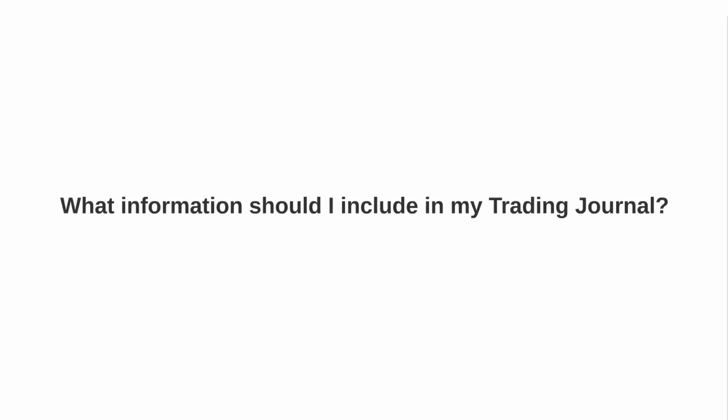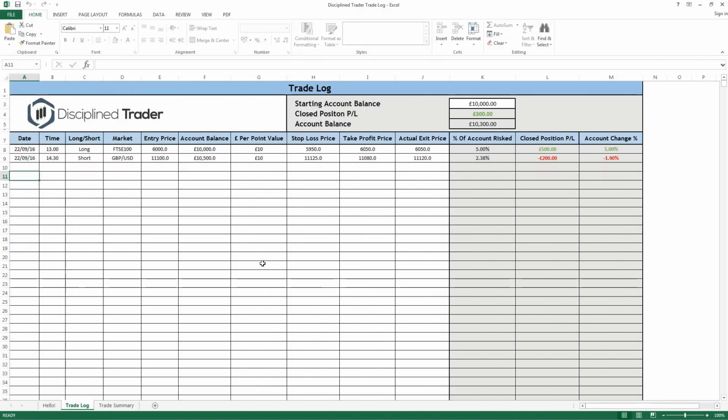So what information should you record in your journal? Let's jump over to the journal I use as a starting point. There are two parts to my journal, and it's predominantly numbers based. The first part is this sheet here. I record all the key details about the trades so I am able to do further analysis on my performance.